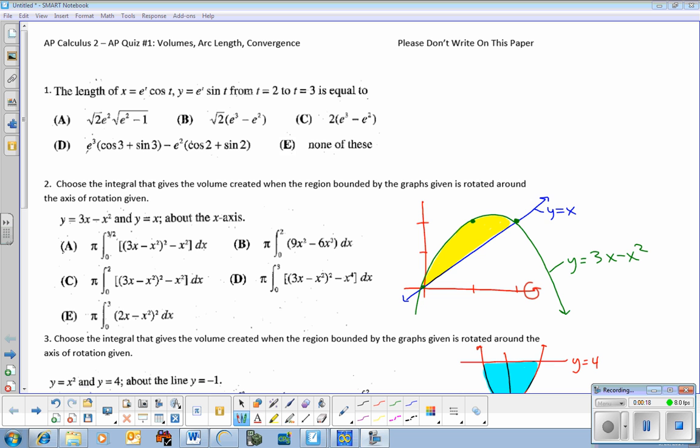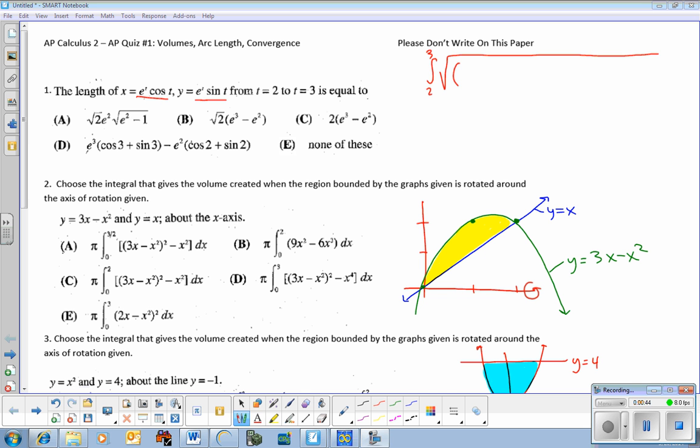So the parametric arc length formula, we need to take the derivative of each one of these, and we need to square it and put it under the square root symbol. So if we're going from 2 to 3, each of these is a product rule, e to the t cosine t and e to the t sine t. So I'm going to do the derivative with the product rule, and then I'm going to square the result.